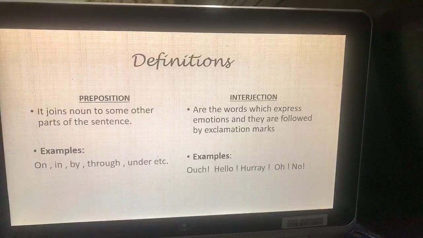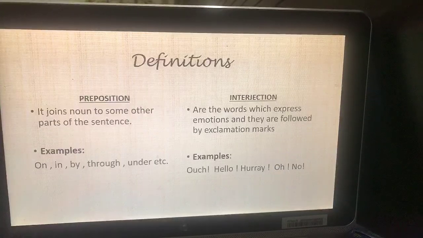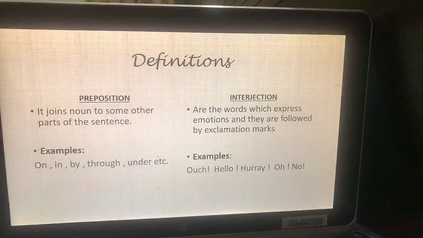Then interjection. Well, these are the words which express emotions and they are followed by exclamation marks. But let me tell you, these exclamation marks are the key to identifying an interjection in a sentence. For example, ouch, hello, hooray, oh, no. So these are the interjections. So this ends the brief explanation.